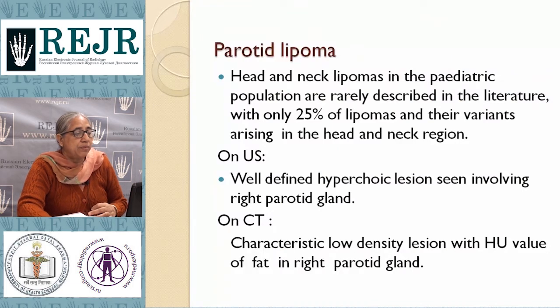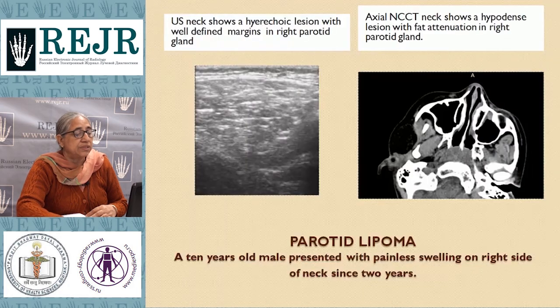A parotid lipoma may sometimes be seen. Head and neck lipomas in the pediatric population are rarely described in the literature, with only 25% of lipomas and their variants arising in the head and neck region. On ultrasound, a well-defined hyperechoic lesion is seen involving the right parotid gland, and on CT, a characteristically low dense lesion with HU value of fat may be seen in the parotid region.